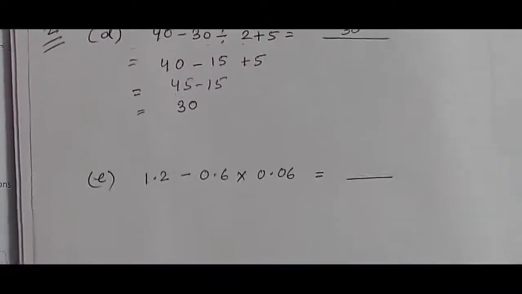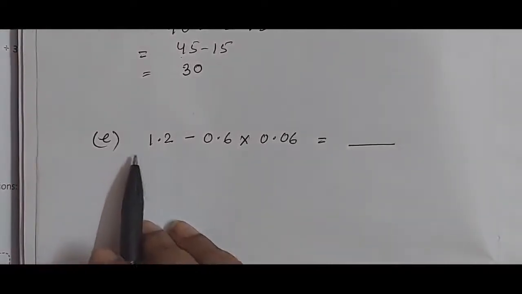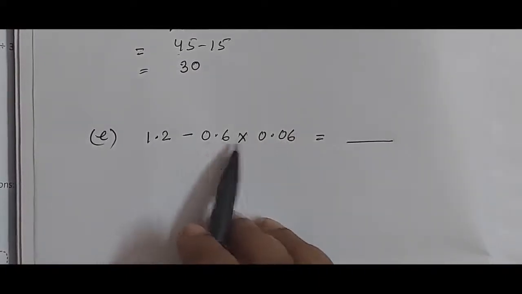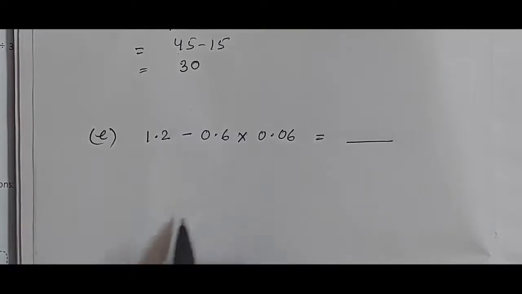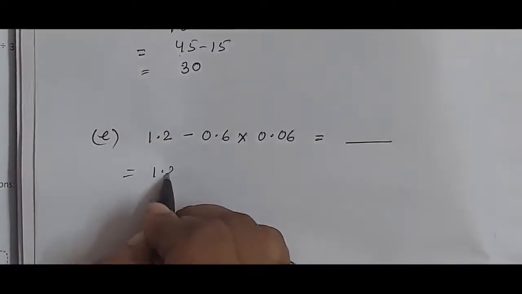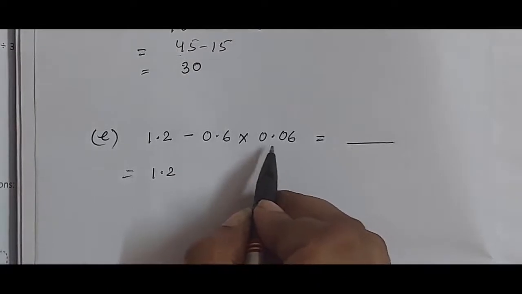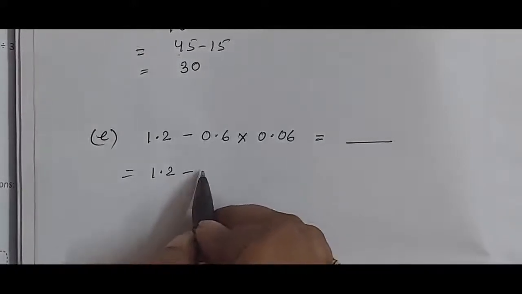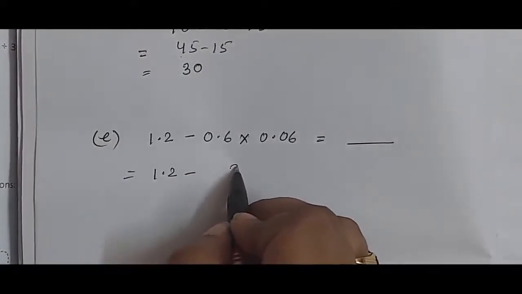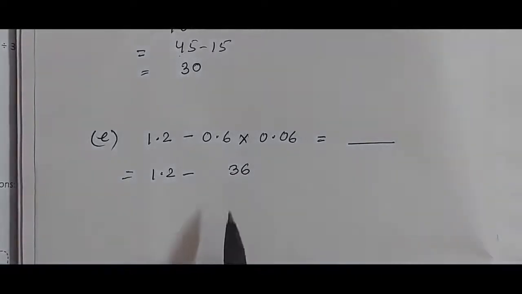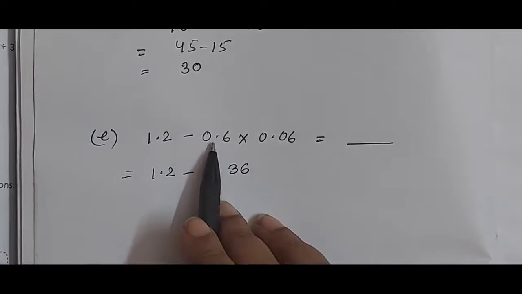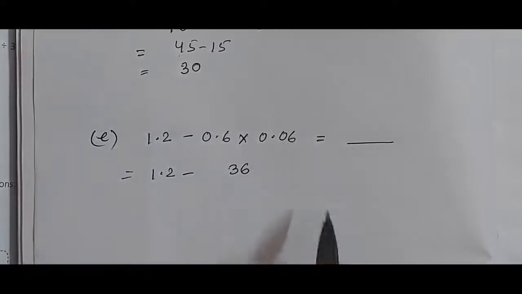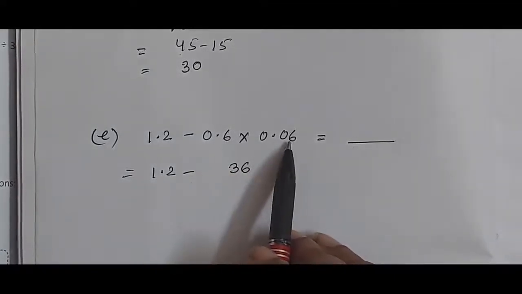Moving on to the same question number, bit E. The question is 1.2 minus 0.6 into 0.06. First of all, we will multiply these two. So what is the rule of multiplication of decimals? First we will multiply the numbers without considering the decimal point. So 6 into 6 is 36. Now you can see in the first decimal number, after the point only one digit is there. In the second decimal number, after the point there are 2 digits. So total 1 plus 2, that is 3 digits.